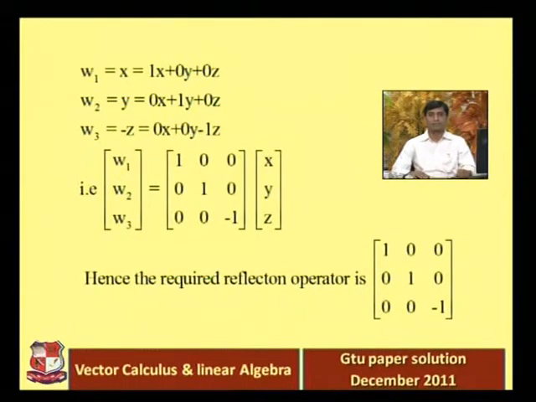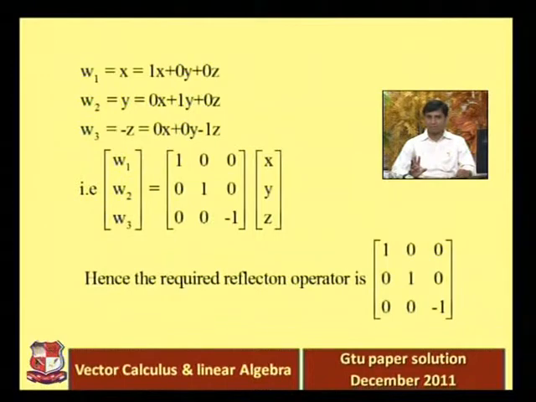Okay, now third coordinate of w, that is equal to minus z, that can be written in the linear combination of x y z equal to 0 into x plus 0 into y plus minus 1 into z, right?